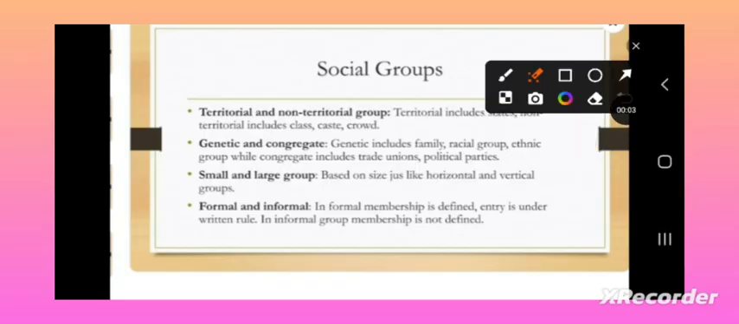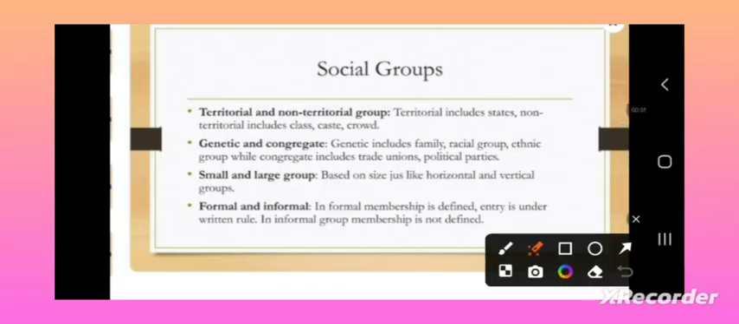Social groups: territorial and non-territorial groups. Territorial groups include entities like states. Non-territorial groups include concepts like class, caste, creed. Genetic and congregate groups. Genetic groups include the fundamental social unit like the family or ethnic group. Congregate groups are groups people assemble into, such as trade unions or political parties.